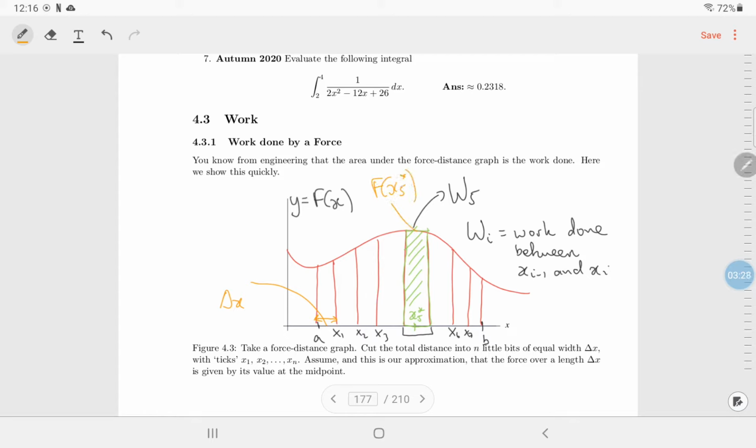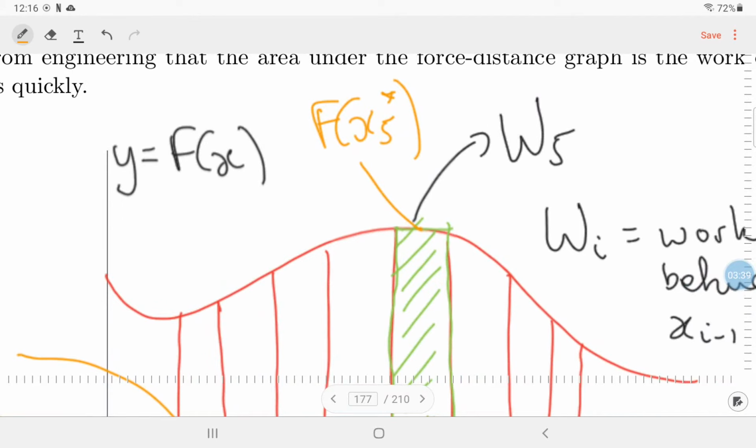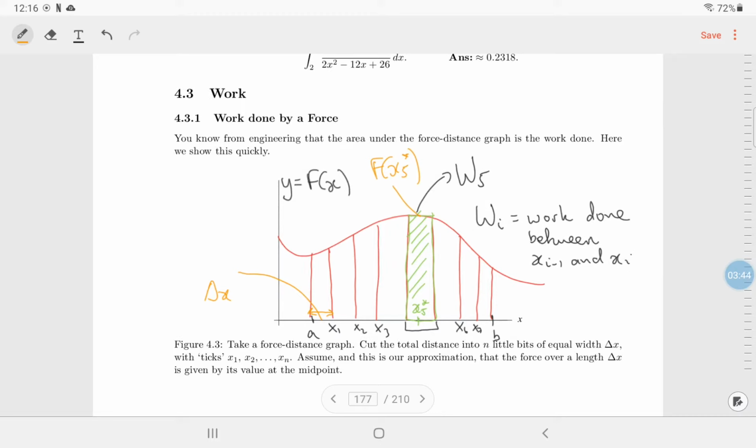The force is not constant. You can see the force is variable, and even over that little region where the work W5 is done, the force does vary. If you zoomed in, initially the force is bigger than at x5 star, and afterwards it's less. But it's an approximation of the work. So I'd say W5 is approximately the force at the midpoint times the width. That's just force times distance.